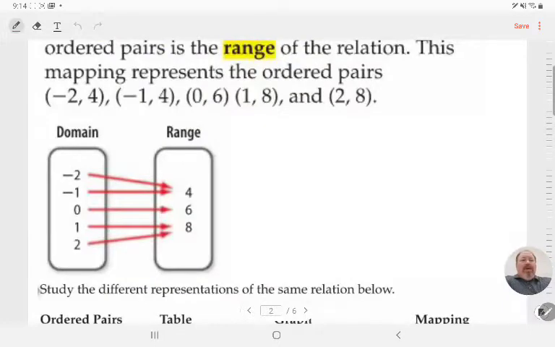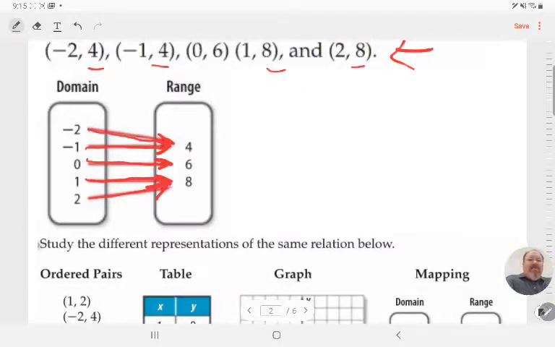So if I had these ordered pairs, I would take all of my x's and I would say -2, -1, 0, 1, 2. Then I would do all of my y's. But if you'll notice, I have two number 4s, so I could just list that one time, remember? So 4, 6, and again, I have 8, so 8. Then I can put what they go with. So -2 goes with a 4. -1 goes with a 4. 0 goes with the 6. 1 goes with the 8. And 2 goes with the 8. Okay? So that is a relation, or a mapping.